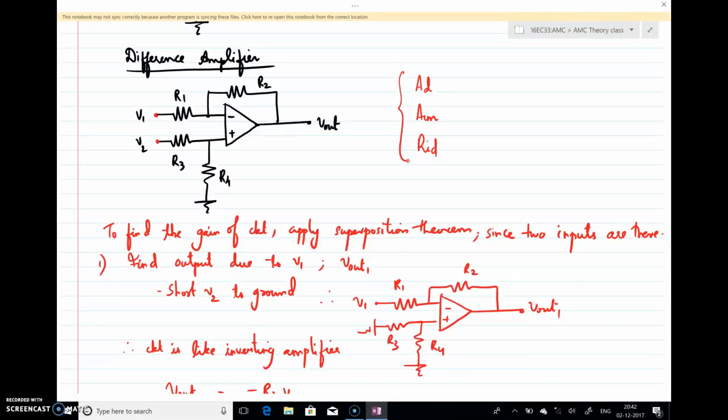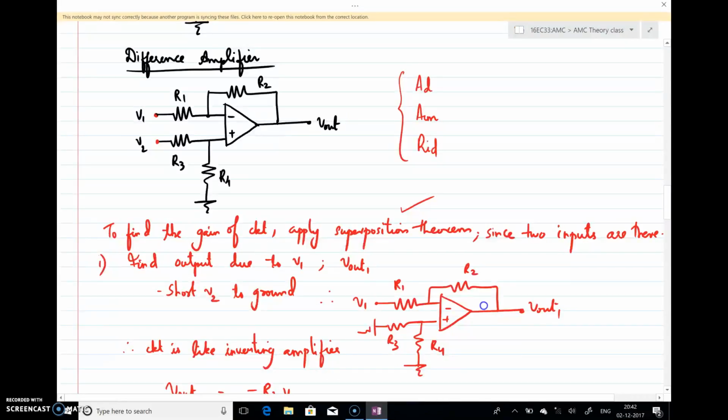So here there are two inputs, V1 and V2. Since there are two inputs applied to the circuit, you can consider one at a time, find the effect of that input at the output, and finally combine both. That is nothing but applying the superposition theorem. So to find the gain, you can apply the superposition theorem.